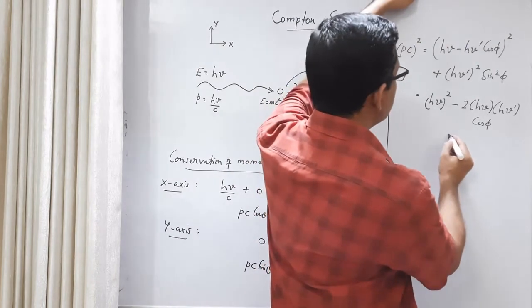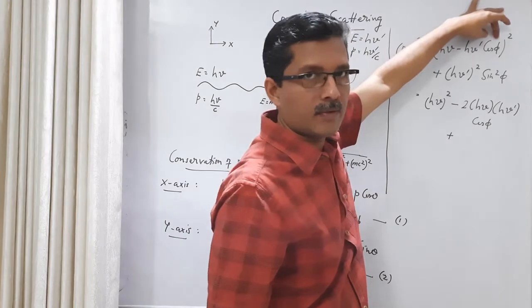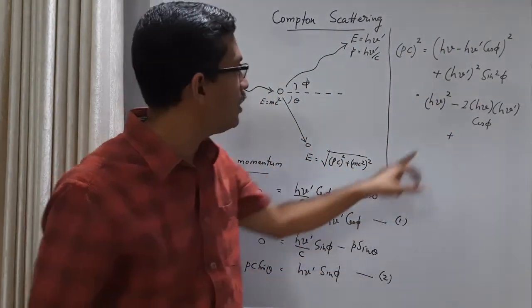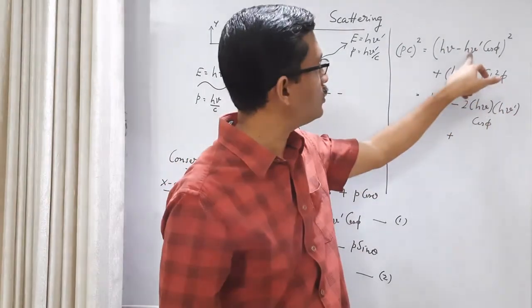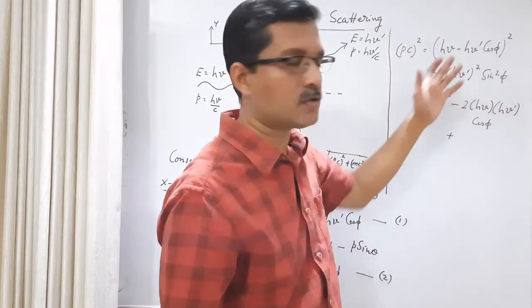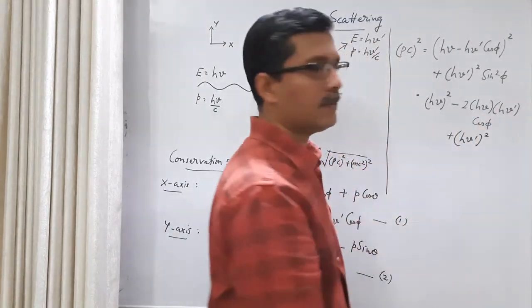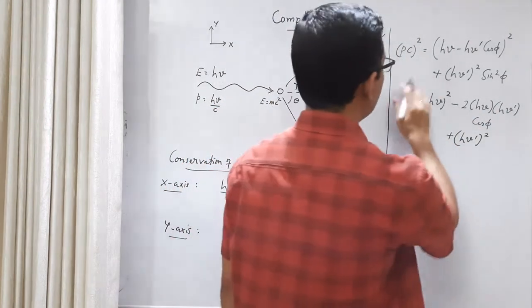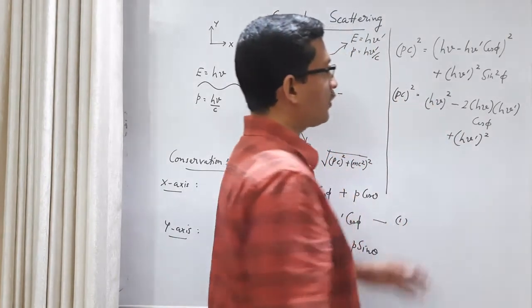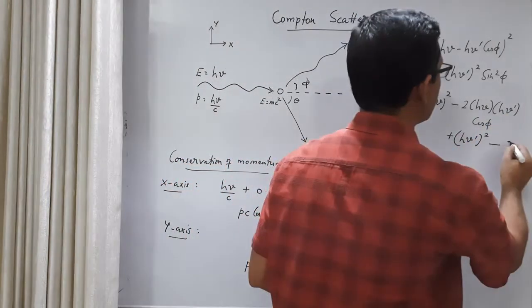Then plus another term is hν′² cos²φ. But there is another term from equation 2, hν′² sin²φ. So hν′² cos²φ plus hν′² sin²φ. hν′² you can take as common outside. The remaining is cos²φ plus sin²φ, which is 1. So we have an expression (pc)² is equal to (hν)² minus 2hνhν′ cos φ plus (hν′)². Let us call it equation 3.